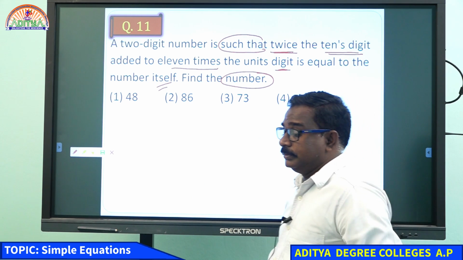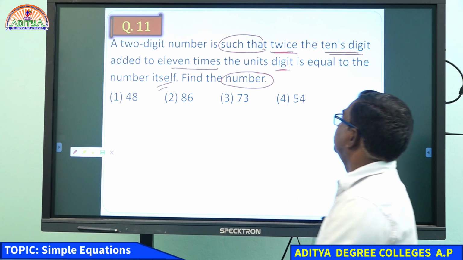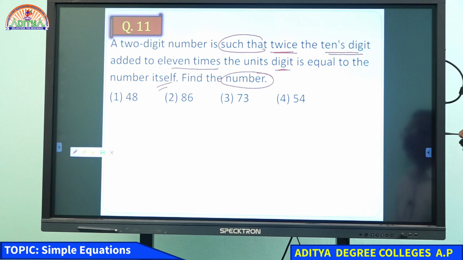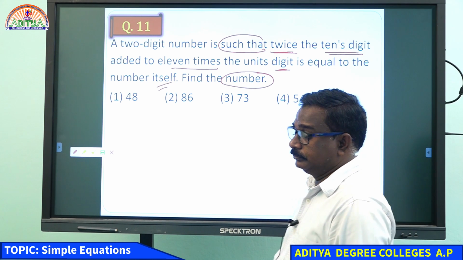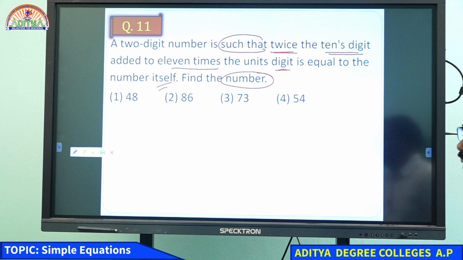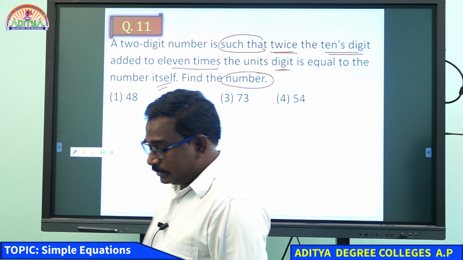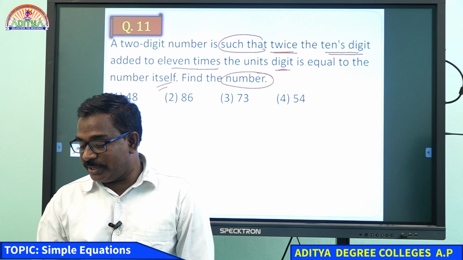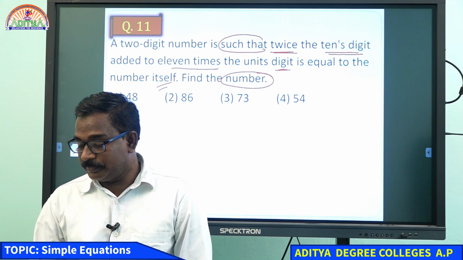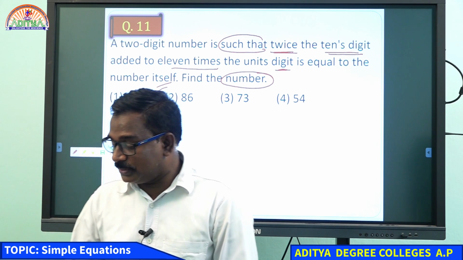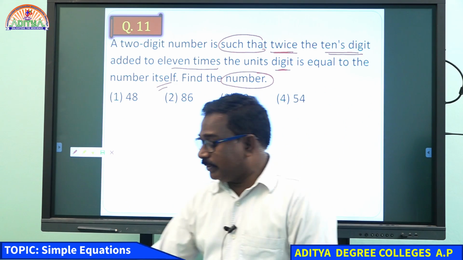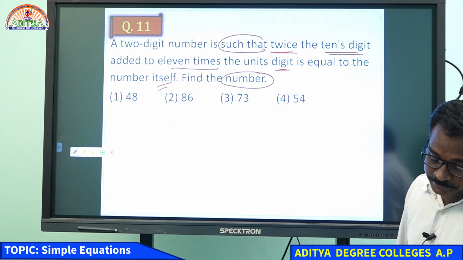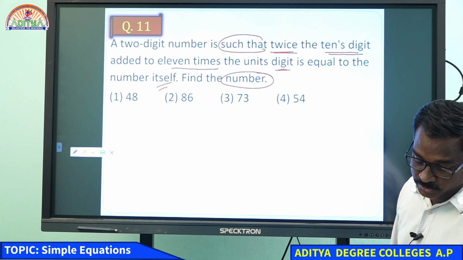You can use the options to get this sum, because the numbers are given. Very good. Many have written 54 is correct. Some have written 73 also. Suppose you take 54, what happens, you see?